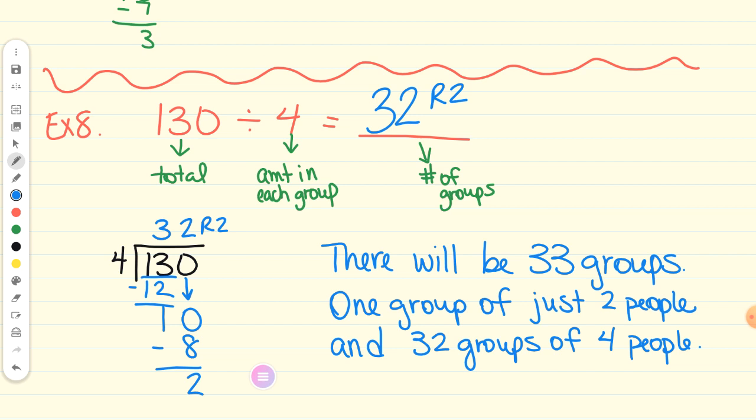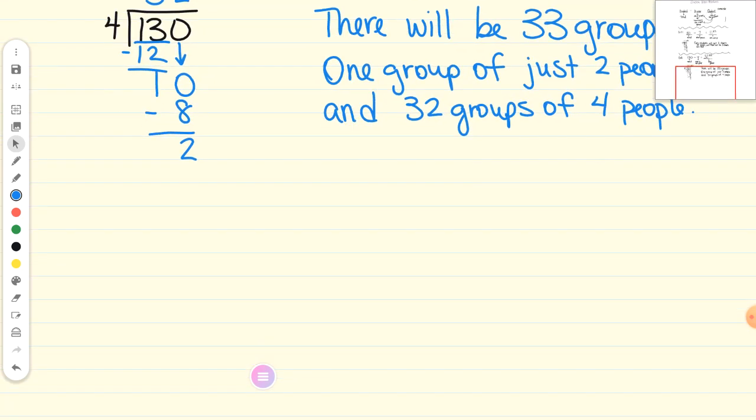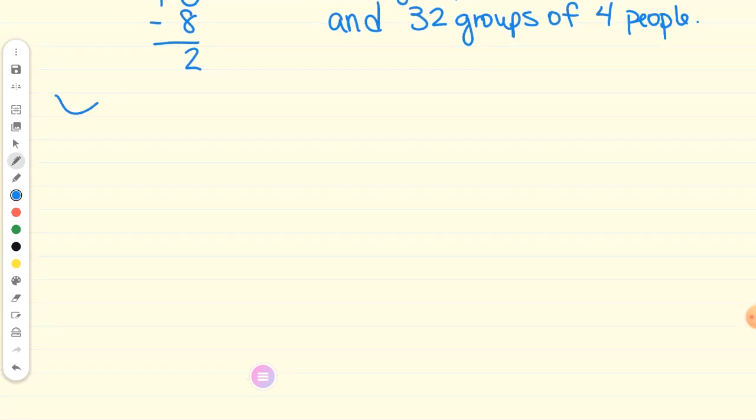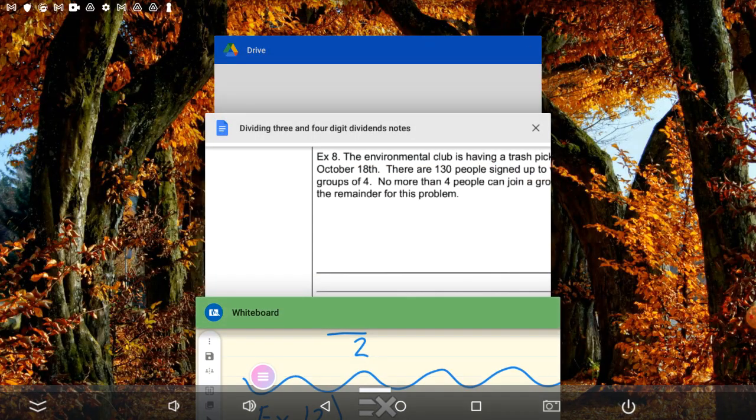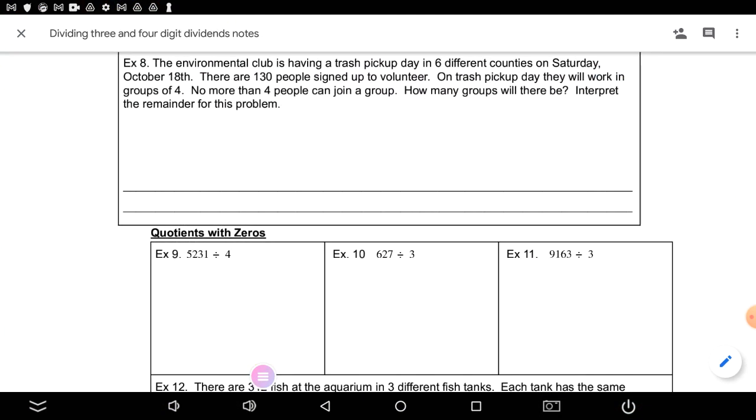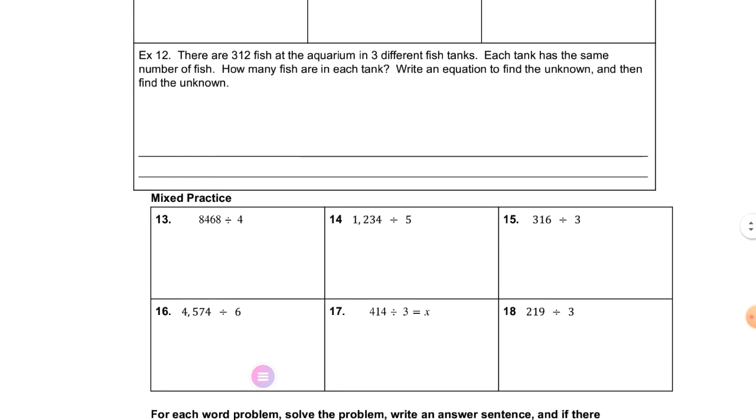Okay, is there one more word problem on your paper? Okay, let's go ahead and do the next one. What example number is it? And I'll go ahead and get mine set up. What is it? 12? Okay. Example 12. Okay, example 12. There are 312 fish at the aquarium in three different fish tanks. Each tank has the same number of fish. How many fish are in each tank? Write an equation to find the unknown and then find the unknown.